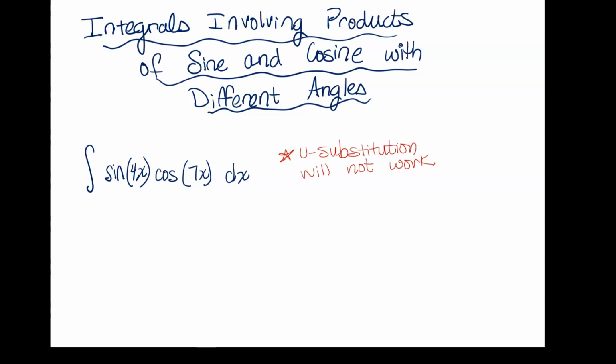Although that is a good first thought, because we know we could allow u to equal sine and the derivative would be cosine, but those angles must match in order for that substitution to work. So if we tried to let u equal sine 4x, du would be cosine 4x and then times 4 because of the chain rule, dx. And cosine 4x is not what we have in the problem.